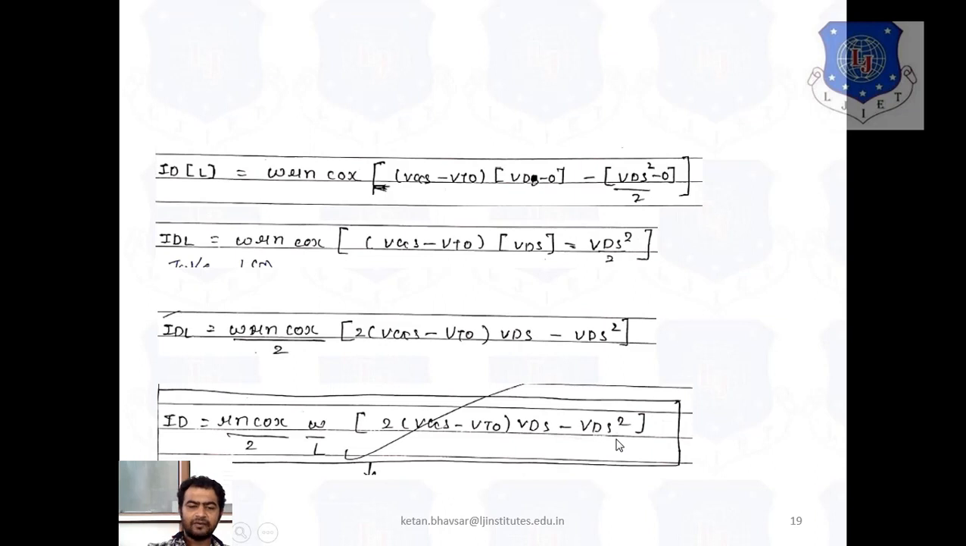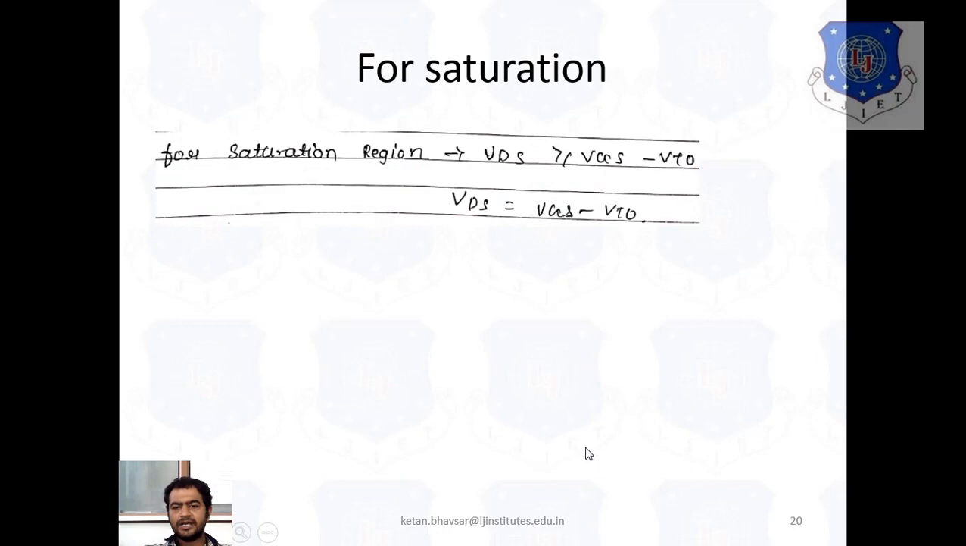So finally we are getting the ID equation for the drain current for the linear variation. It looks like this and we can easily identify it. After identifying the equation, we have: ID is equal to mu n Cox by 2, W by L. We are taking the width and length ratio separately, so 2 (VGS minus VT) VDS minus VDS square.